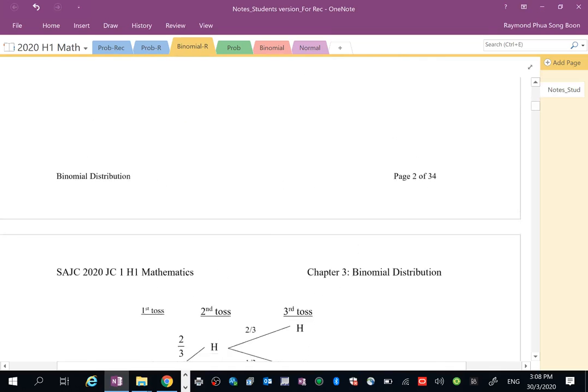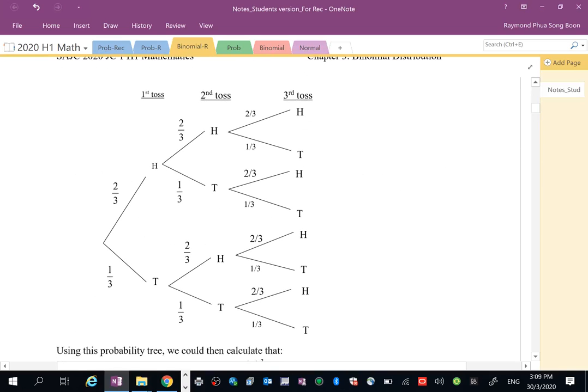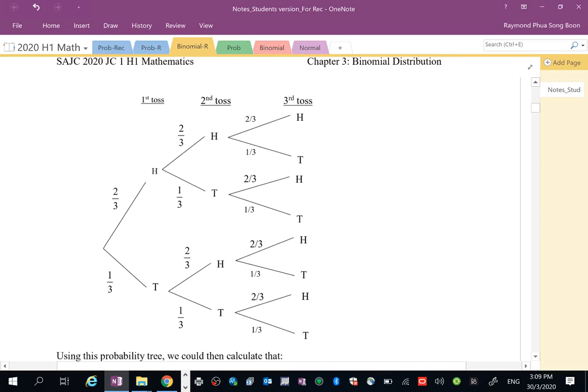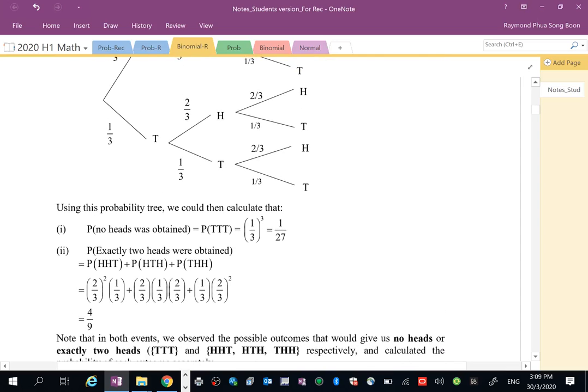So there are 3 tosses of the coin. Therefore your tree diagram will have 3 stages: first toss, second toss, third toss. The probability of getting a head is 2/3 and the probability of getting a tail is 1/3 in each toss of the coin, regardless of whether it's the first, second or third toss. So using this tree diagram, we can calculate the probabilities in part 1.